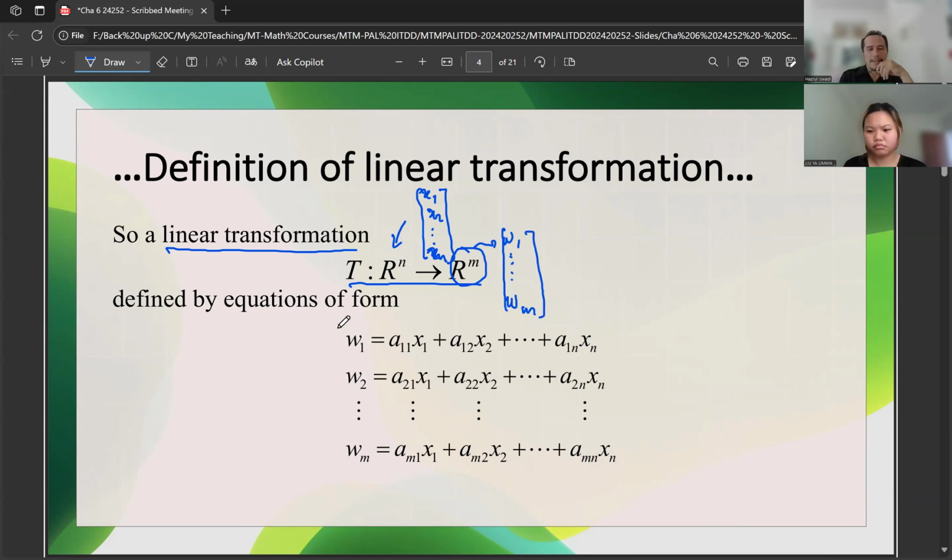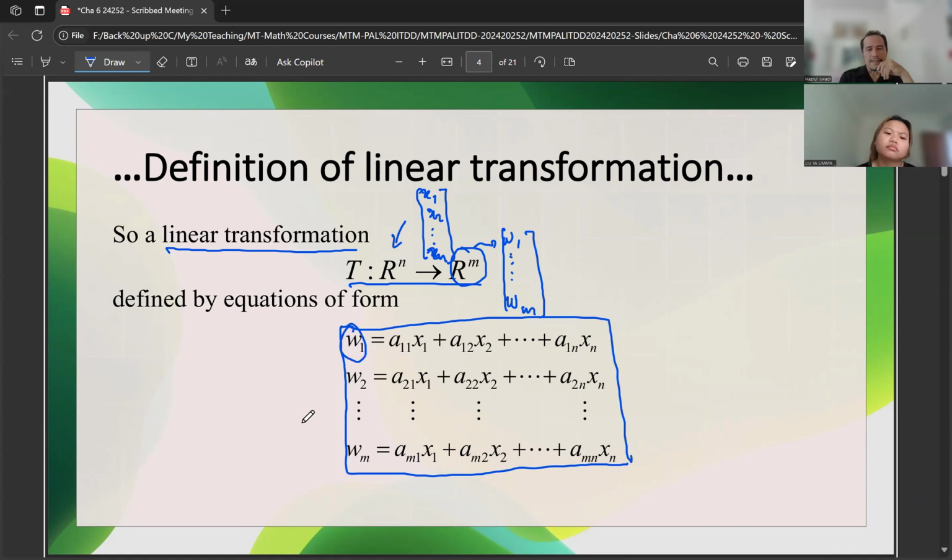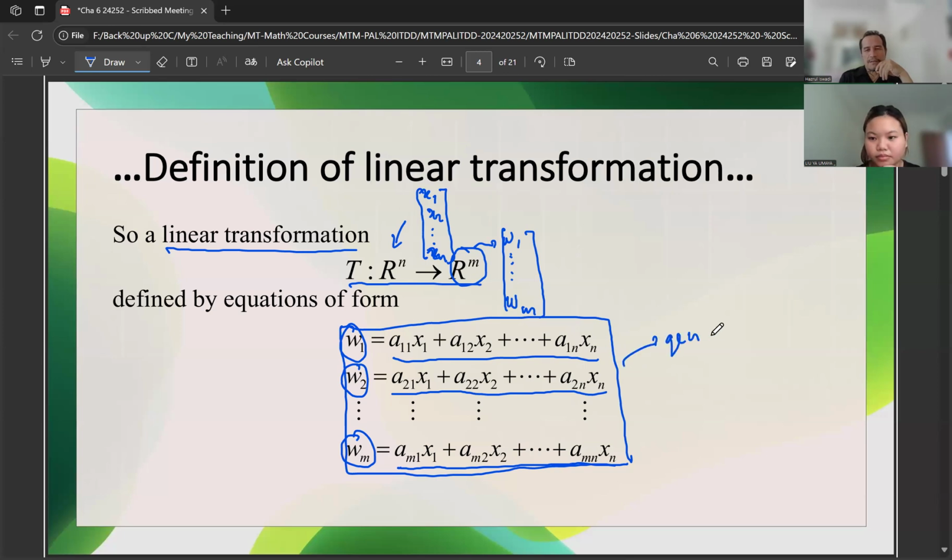And the general form of the linear transformation is like this. Every output is a linear combination of the input. So we have y1, y2, linear combination of x1 up to xn. Also, ym is a linear combination of x1 up to xn. So this is the general form of linear transformation.